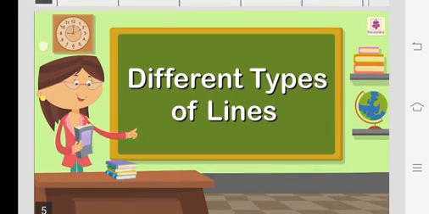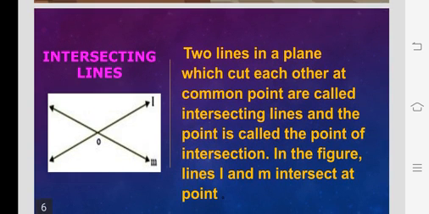Now we will read about different types of lines. Intersecting lines. 2 lines in a plane which cut each other at a common point are called intersecting lines, and the point is called the point of intersection. Where the 2 lines are meeting, that point is called the point of intersection. In the figure you can see lines L and M are intersecting at point O.